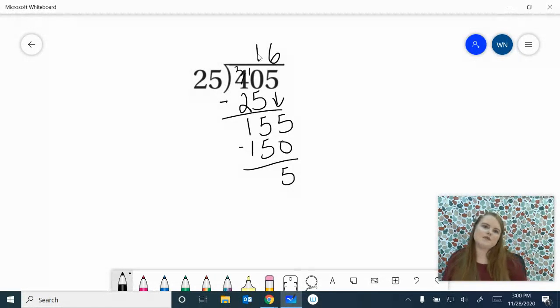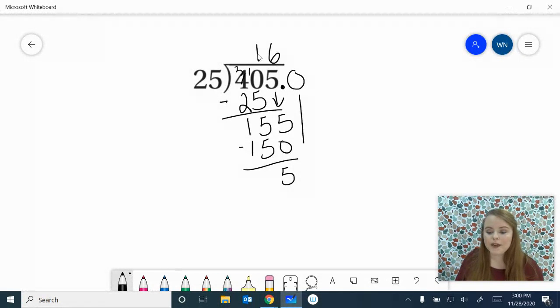Remember how some of those problems in the beginning used to say represent your answer as a decimal or a fraction? Today we're going to represent it as a decimal, and we'll do fractions when we get back from Christmas break. So remember, you can just add a decimal point to the end of any number, it stays the same number, and add a 0. Same number, 405 and 0 tenths is the same as 405. Bring down that 0, and suddenly you can just keep dividing forever.